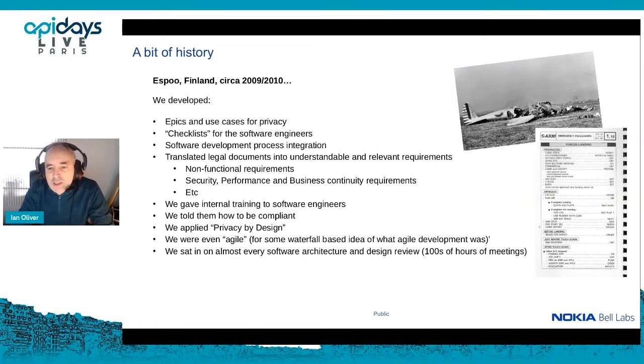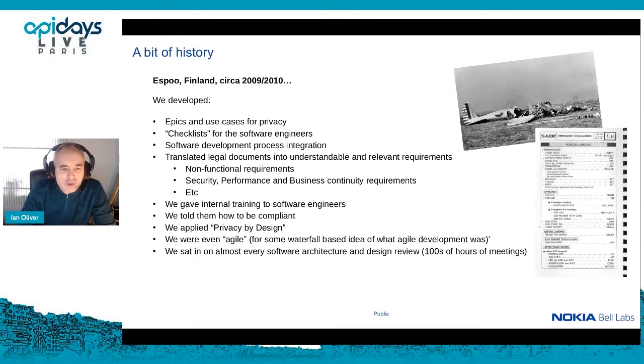So in order to start this off, we took all the standard agile development techniques, so we developed lots of epics and use cases for privacy. We looked at how we integrated with the software development process. We did a lot of work on translating legal documents. When I joined, I was handed a 150-page Word document, which was just full of legalese. It had no resemblance to anything any software engineer or human would understand, actually. And this was part of the complaint between the legal side and the engineering side.